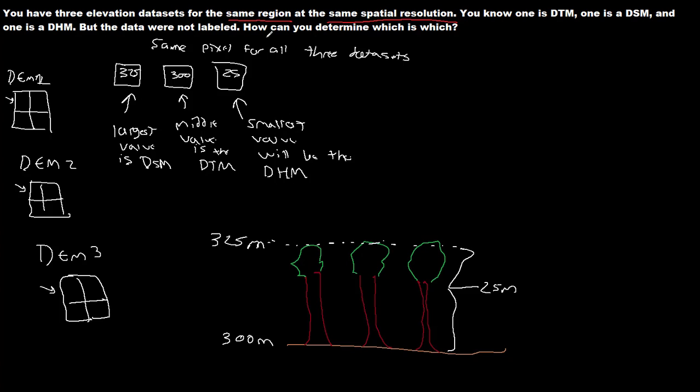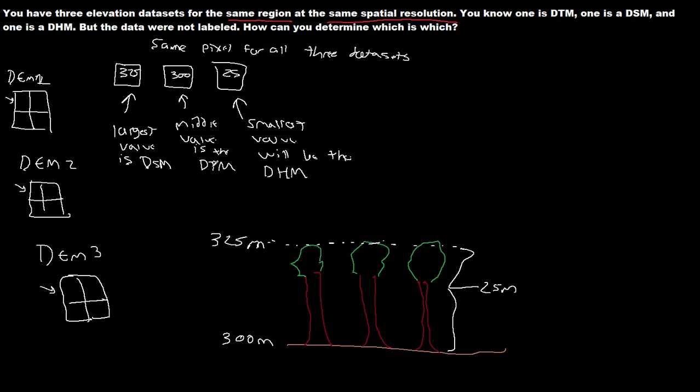So to recap and look at how you can determine this, you pick the same pixel in all three images for the same area. That's the key part. It has to be the same region, same spatial resolution. You look at the values and you find the largest one. That data set is going to be your DSM. Your smallest one is going to be your DHM, and then your one in the middle is going to be your digital terrain model, or your DTM.